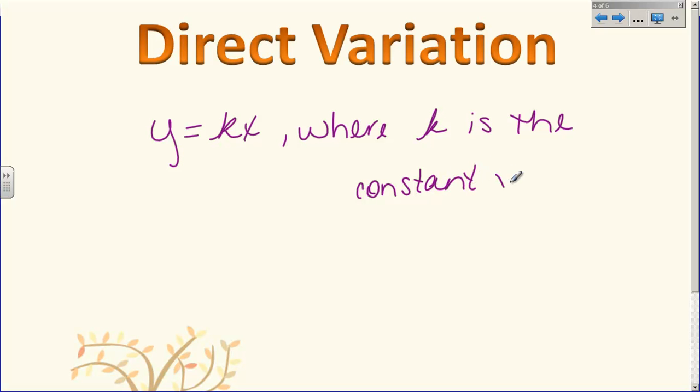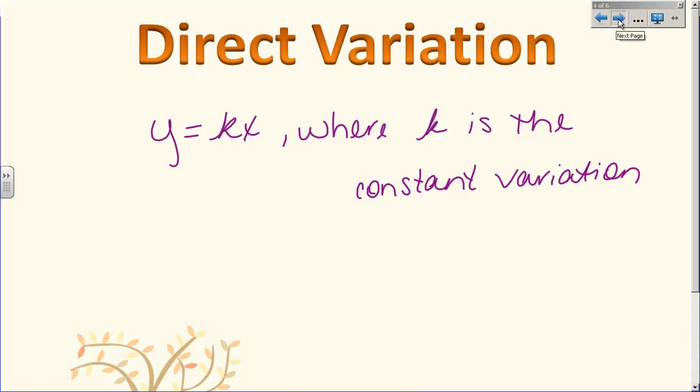So k is always going to be a number because it is a constant. And we're probably most likely going to have to come up with what that number is on our own. But k is the constant of variation. Y and x will remain variables until I am given more information. K is the constant of variation. You will notice that direct variation equation is only multiplication. There is no addition or subtraction going on. That's going to be important.